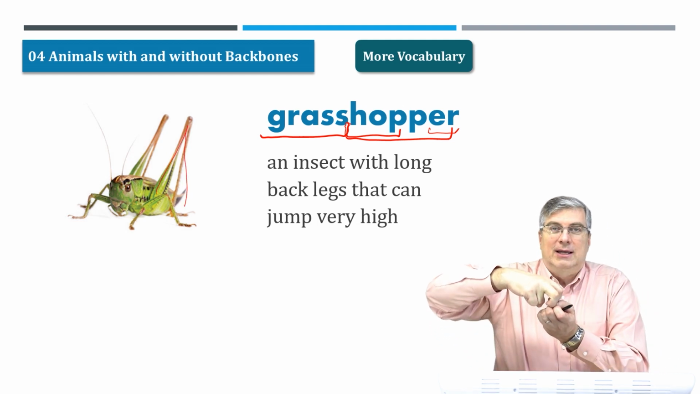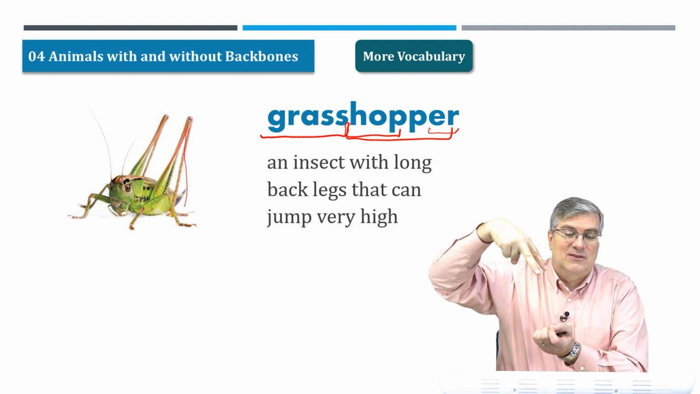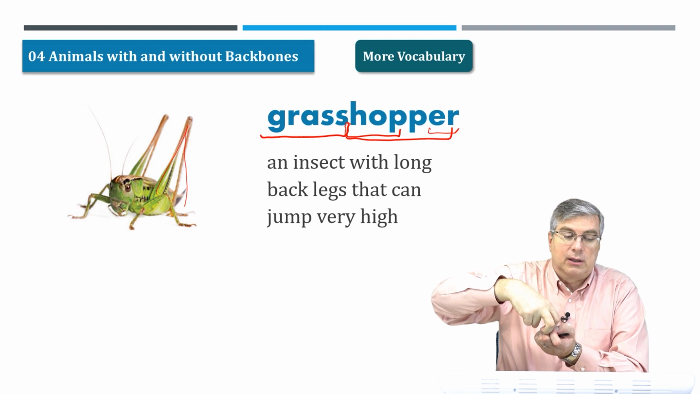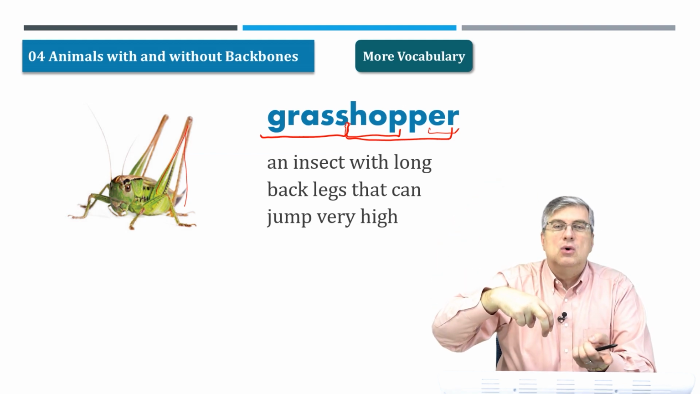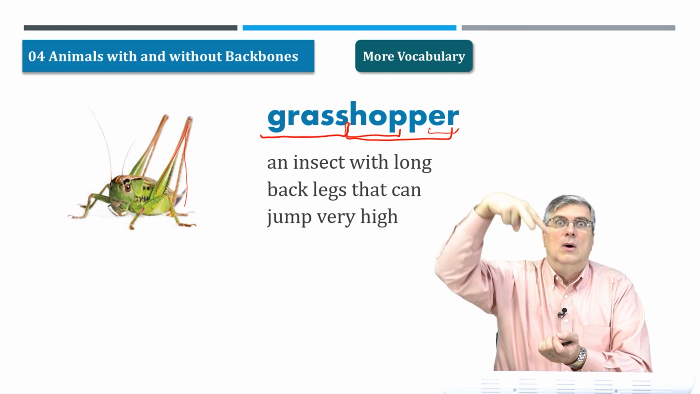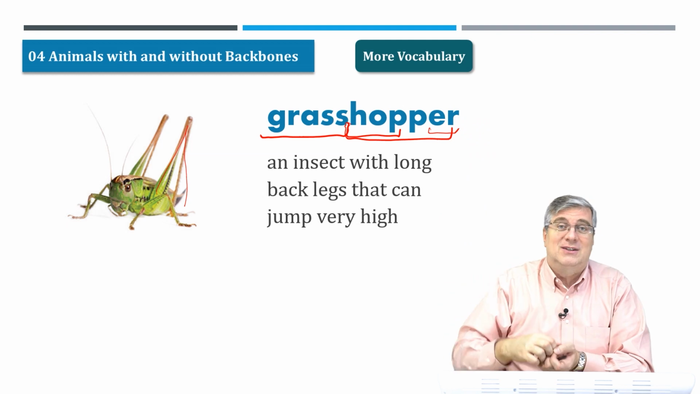Those legs can extend like this very quickly, and so the insect, the grasshopper, can jump really high. Imagine if your legs were like that. Wow, you could play basketball really well, and you dunk the basketball, right?